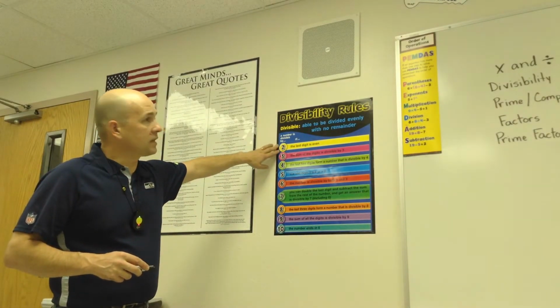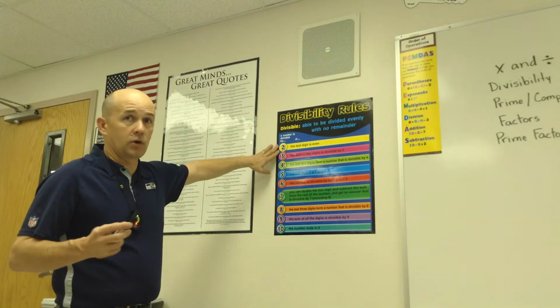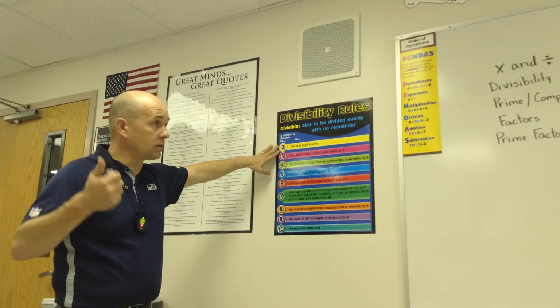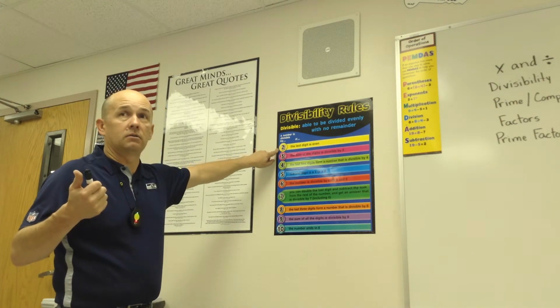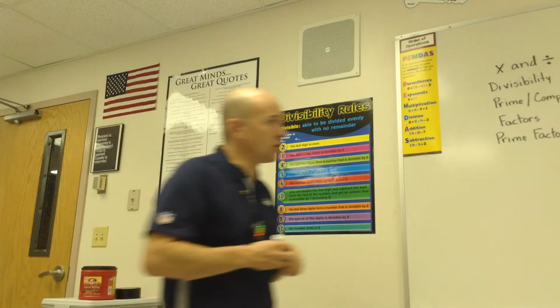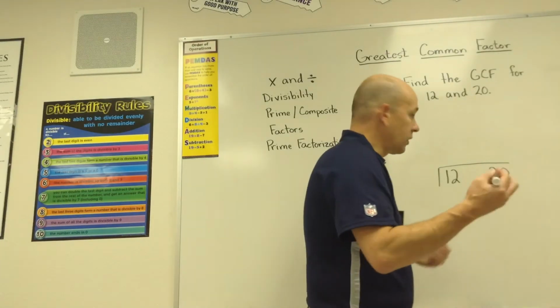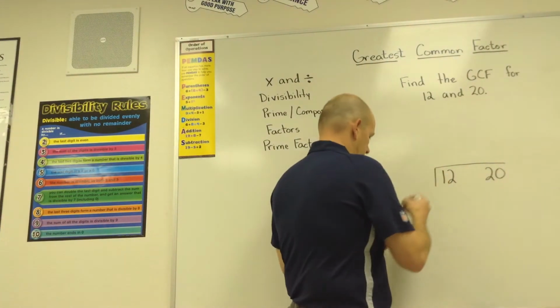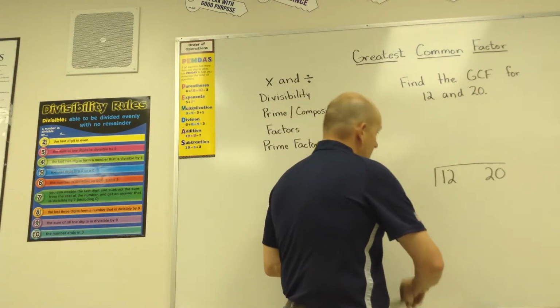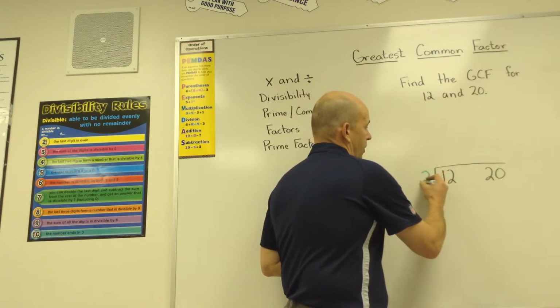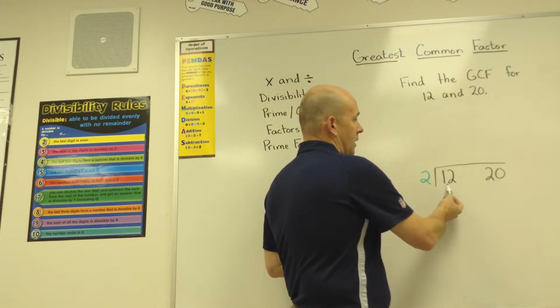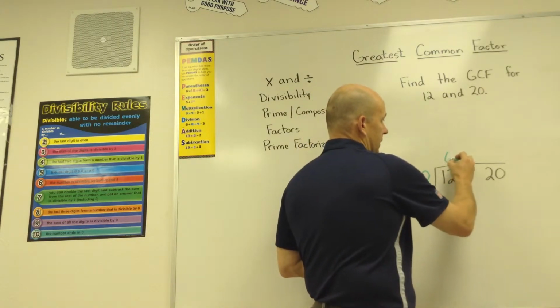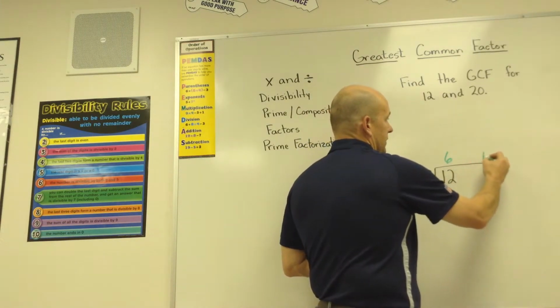The first one says if the last digit is even, in other words, if it's a 2, 4, 6, 8, or 0, it can be divided by 2. Well, our numbers over here, 12 and 20, both of them meet that criteria, so that's the first number that we're going to divide by, 2. So I'll put my 2 on the outside. 12 divided by 2 is 6. 20 divided by 2 is 10.